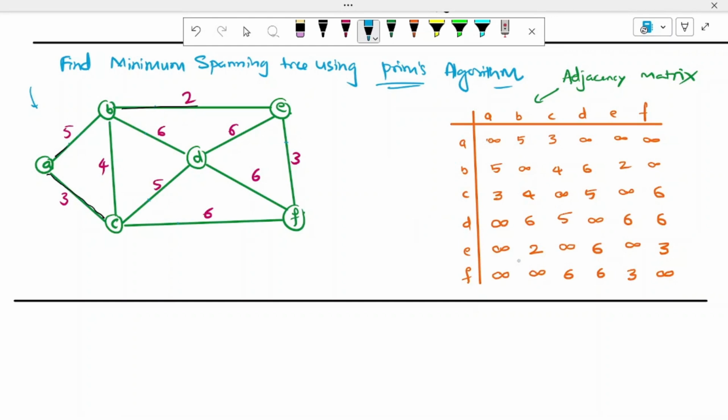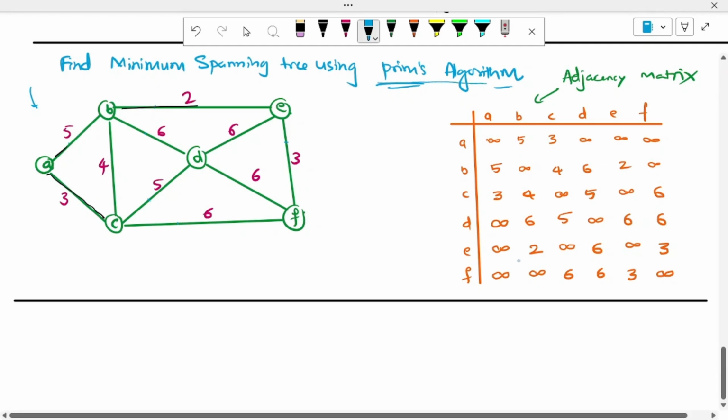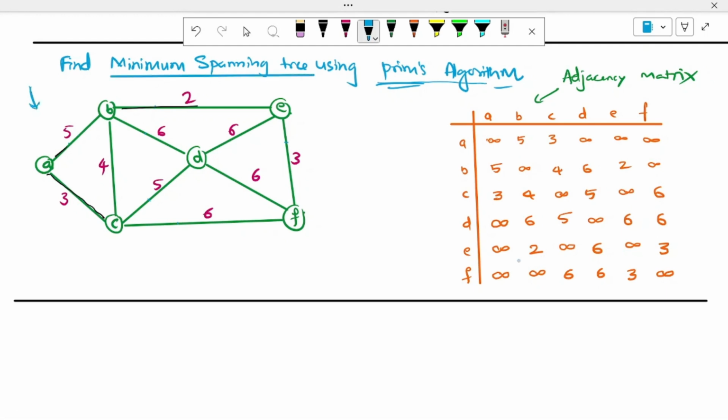Hello all, welcome to this video, and today we are going to study the next algorithm to find the minimum spanning tree. Already I have solved Kruskal's algorithm and it's in the previous video. Now we are going to solve Prim's algorithm and we are going to find the minimum spanning tree of the given graph. This graph contains around 6 vertices.